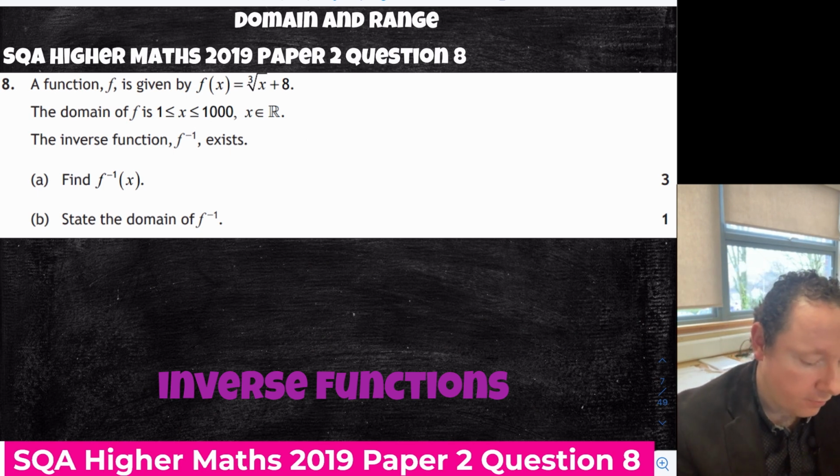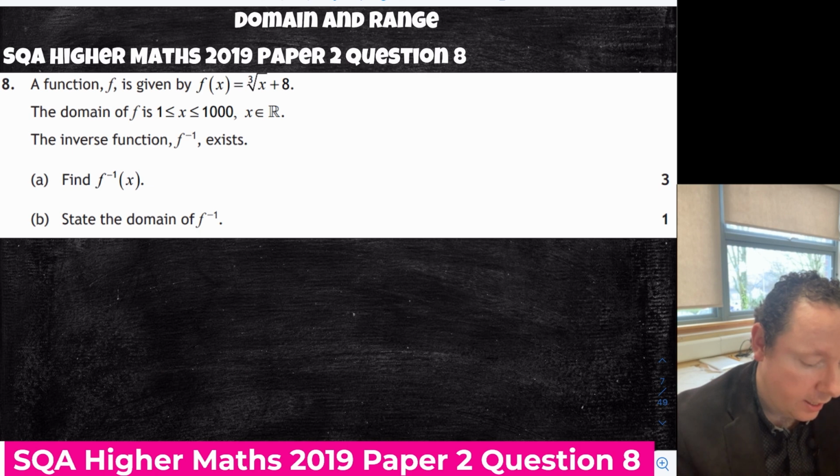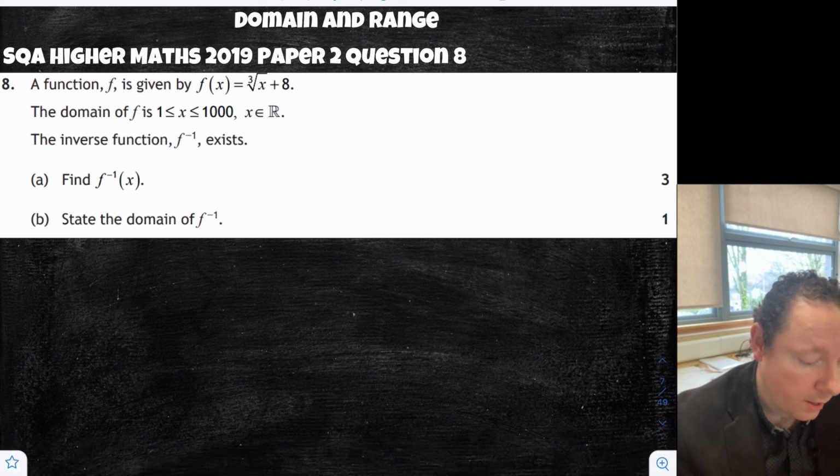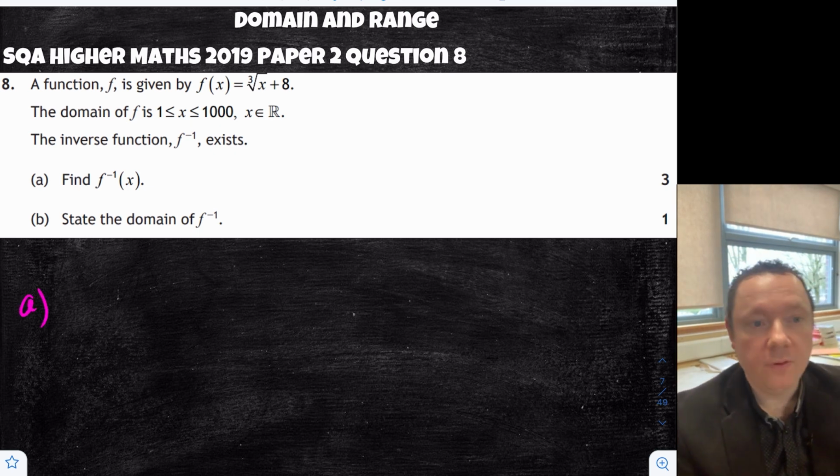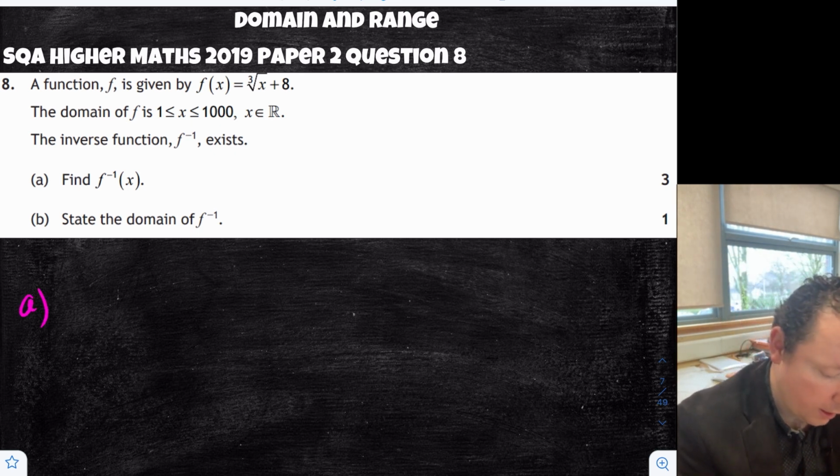A function f of x is given by the cube root of x plus 8, and the domain is x between 1 and 1,000. The inverse function exists. Find the inverse function. So part A, we have to find the inverse function, so we know that f of x is the cube root of x plus 8.